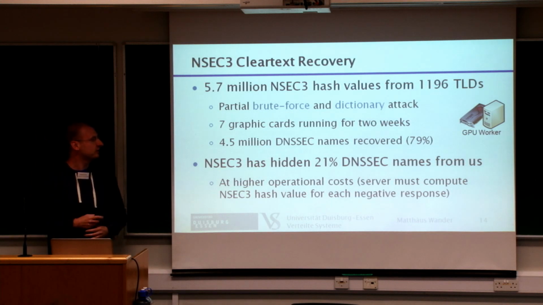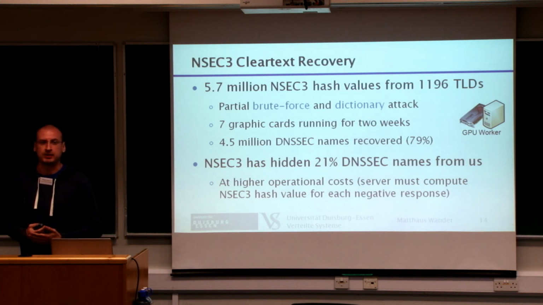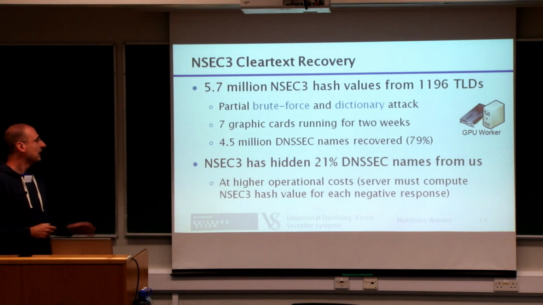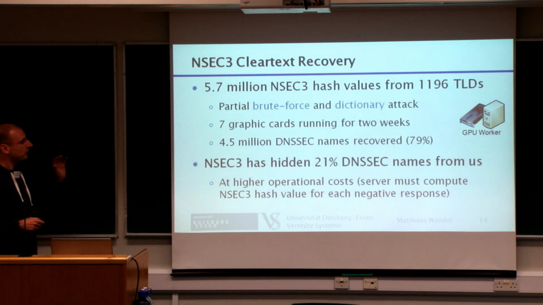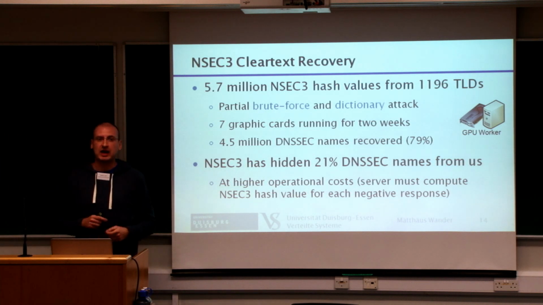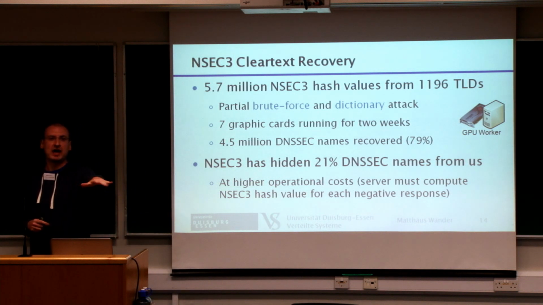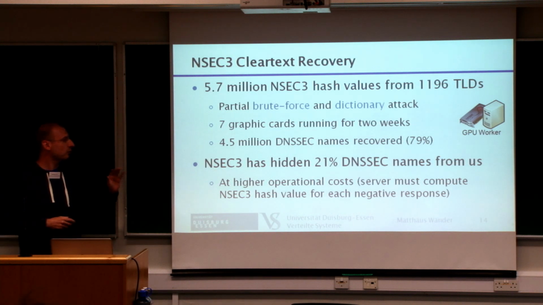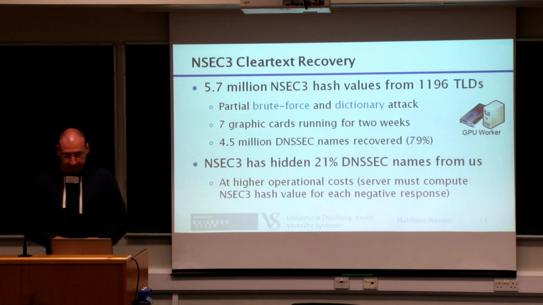Only 21% were really protected by NSEC3, and the other ones were revealed in cleartext. And for this protection, the server operator is paying, because with NSEC3 hashing, every time you're sending a negative response, saying does not exist, here are the hash values, the server has to compute a hash value, so there are additional CPU cycles burning for this. So the server operators are paying to protect those 20% of domain names.